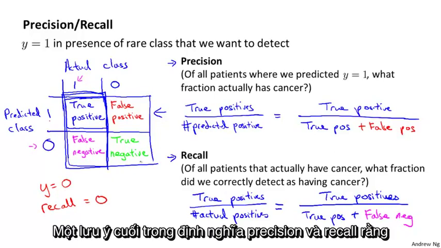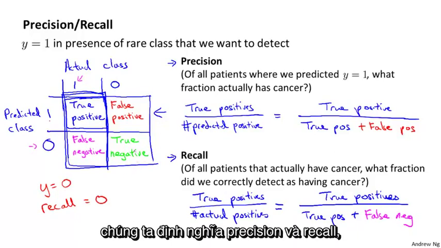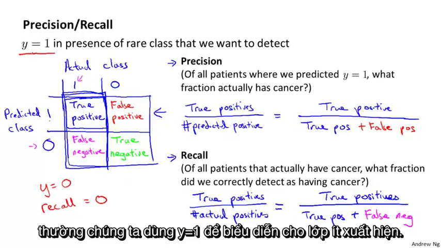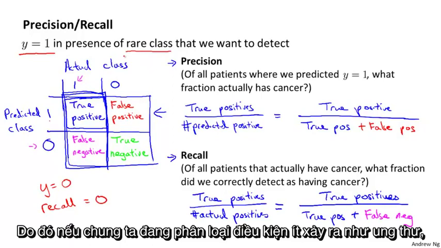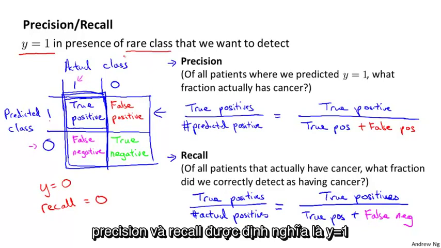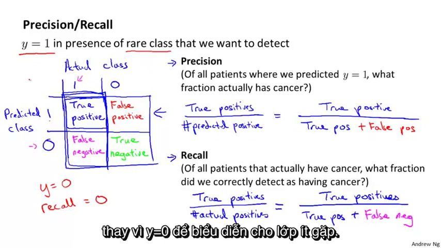So one final note on the definition of precision and recall. The way we define precision and recall, usually we use the convention that y is equal to 1 in the presence of the more rare class. So if we're trying to detect some rare condition, such as cancer, hopefully that's a rare condition, precision and recall are defined setting y equals 1 rather than y equals 0 to be the presence of that rare class that we're trying to detect.